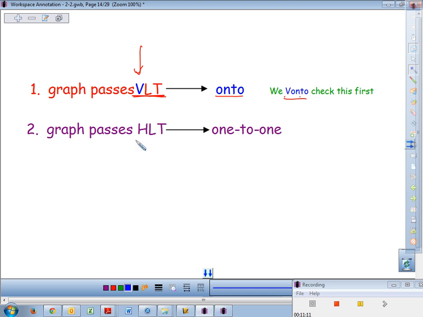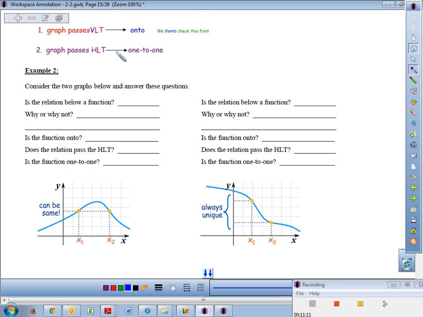Then the second thing you do is HLT, 1 to 1. If it passes them both, then good for us. Sound right? Then it's both 1 to 1 and onto. But it's like, which one does onto go with? It goes with vertical line test. Vertical line test, onto, meaning it's a function. Whew, complicated. Let's try some. So here's my cool little check sheet, or cheat sheet, whatever you will.